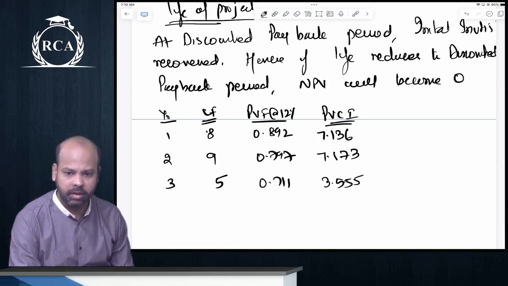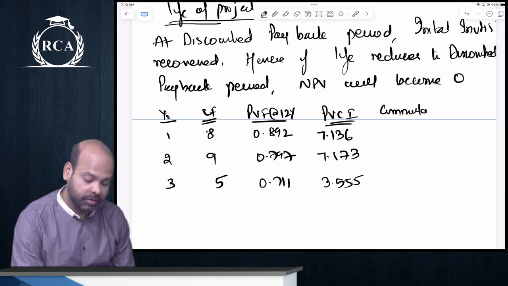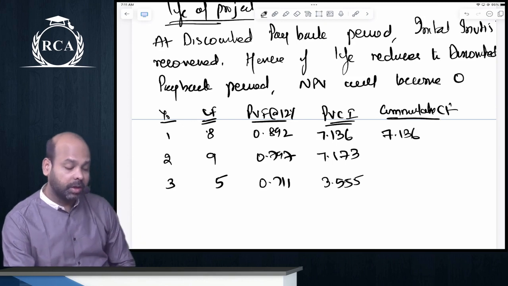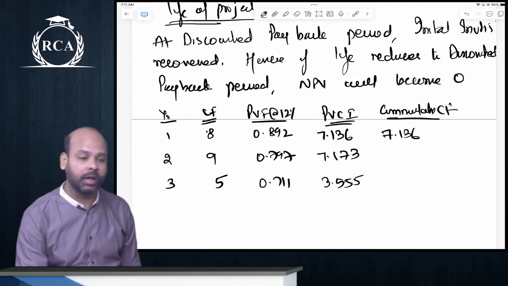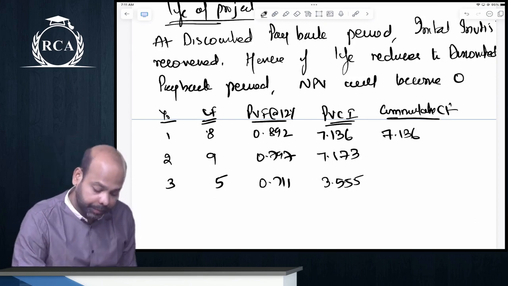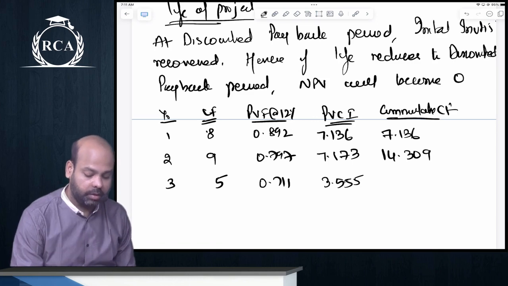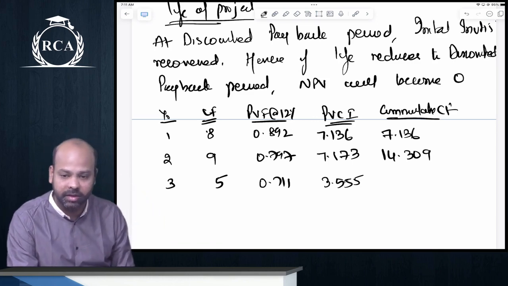Is this correct? Gurdeep, is this correct? Cumulative cash flows, guys. At what point, beta, are you recovering your initial investment? Till the end of first year, you're recovering 7.136, guys. Till the end of second year, how much are you recovering, beta? 14.309. So you know, beta, that you're recovering your 12 crores between the first and the second year.